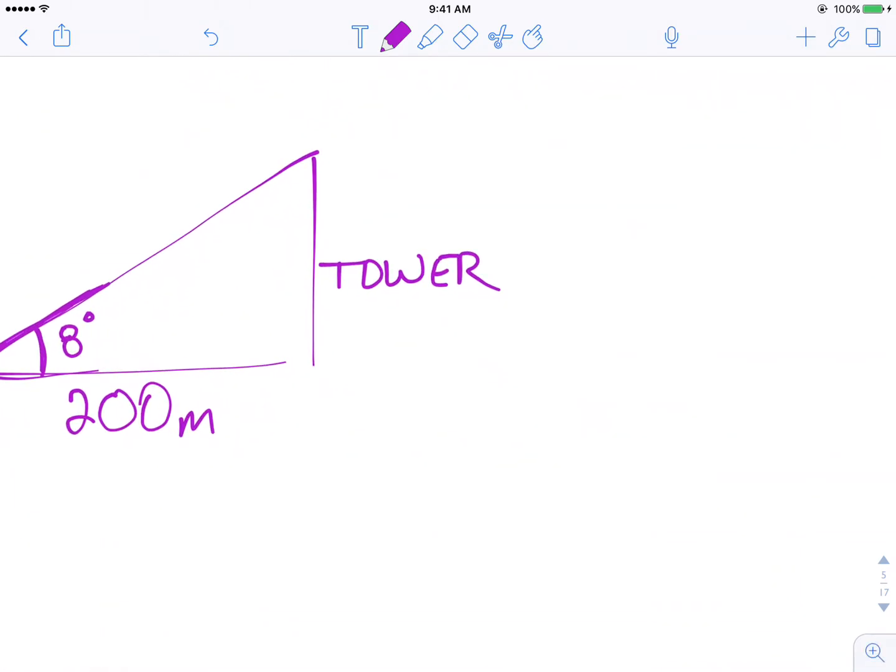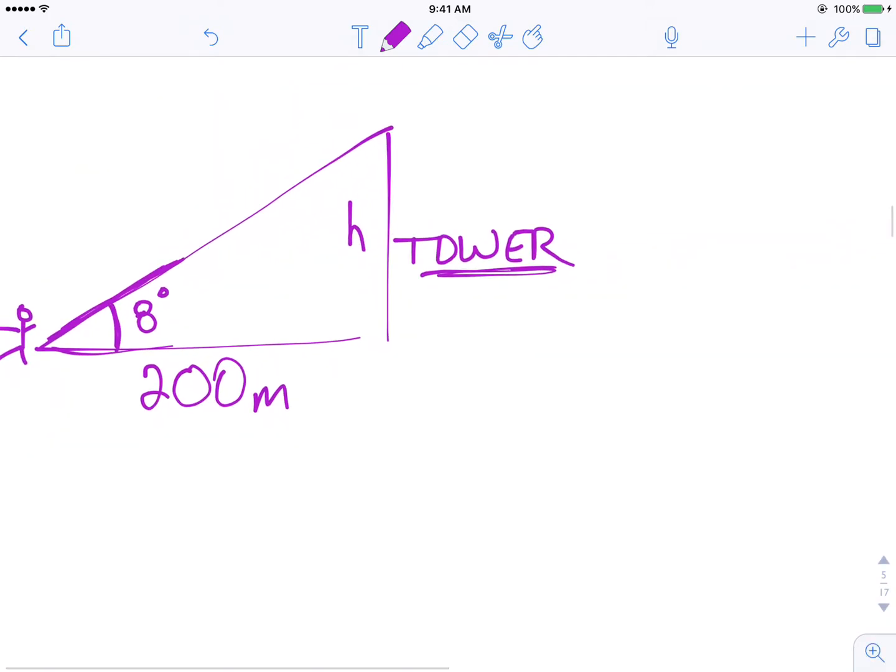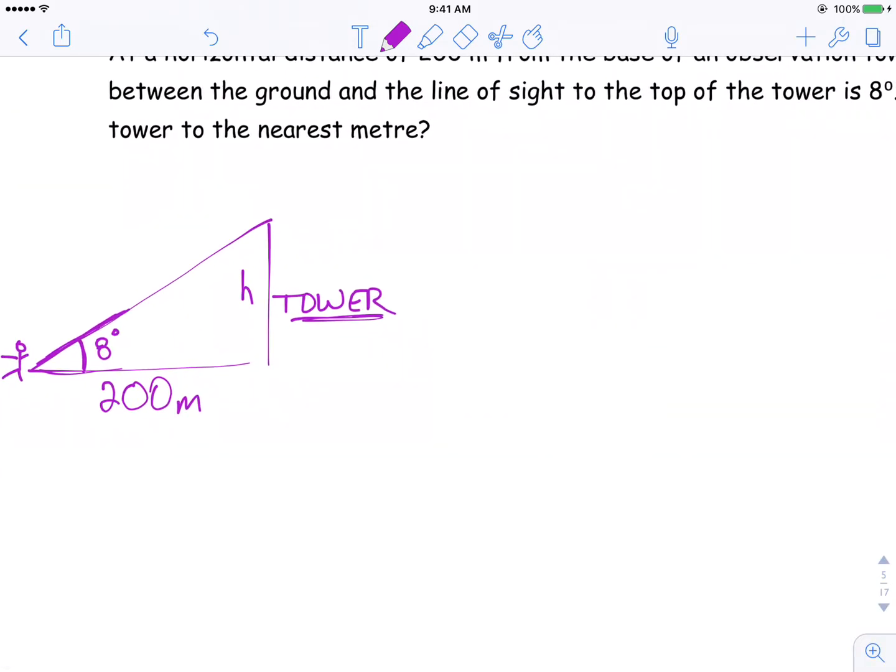How tall is the tower? So we need to find out, let's call it H. H is a good one for height. H, how tall is the tower? There's our picture. Step 1, picture. When you have a word problem, the first thing you really should do is draw a picture.